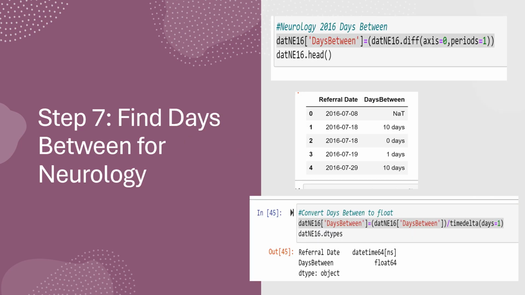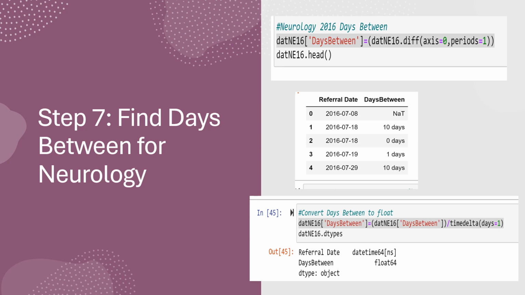Next step is to find the days between the referrals. So for the neurology 2016 data, I made a new column called days between with the difference between the two. So you can see like the difference between 7/18 and 7/19 is 1 day. And then the next thing I did is convert that to a float so it can be used for calculations in the next steps.